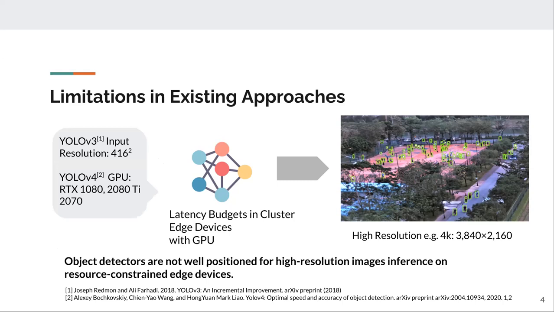But there are some problems in existing approaches, right? So in YOLO v3 and YOLO v4, and I know the state of the art is YOLO v7, the direct input resolution for these models is not designed to be as high as 4K. Specifically in YOLO v3, the input resolution is 416 by 416.